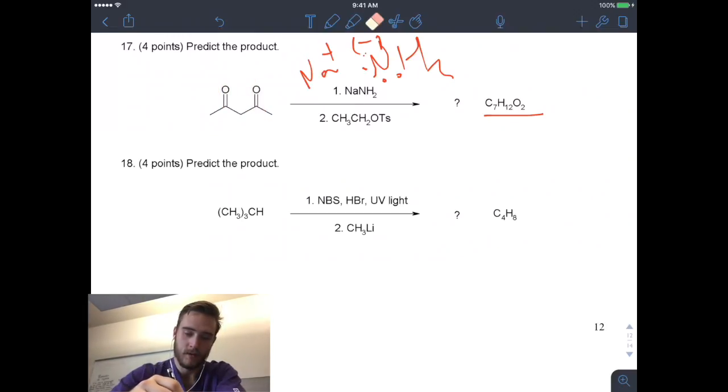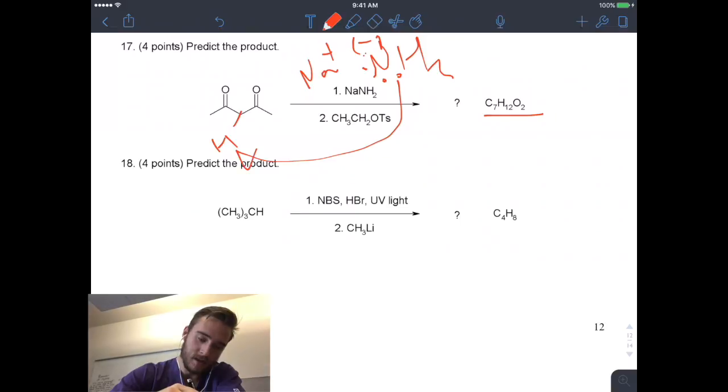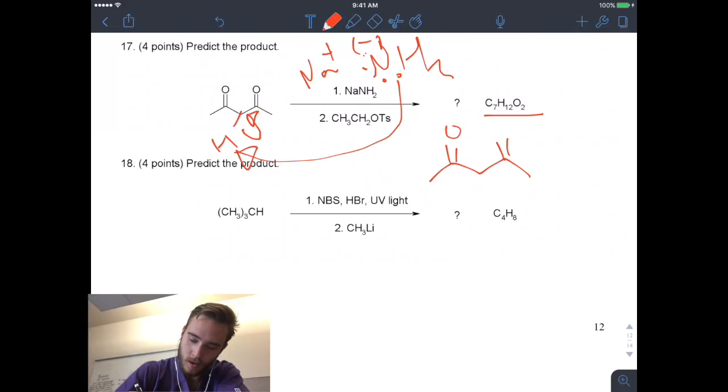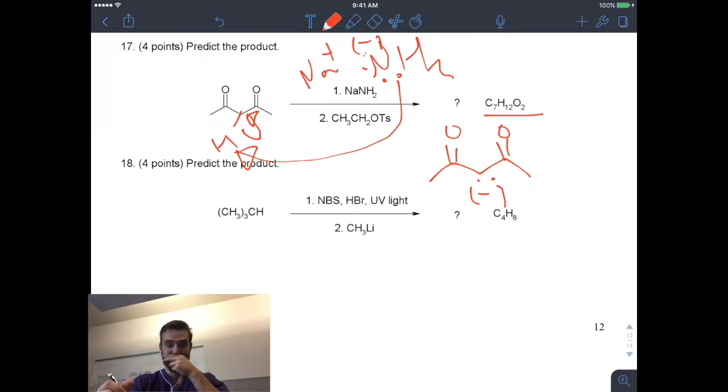So, doing the reaction, we have our NaNH2. It's going to come steal this H. The electrons from that bond are going to be put in that center carbon right here, leaving us with a compound that looks like this. So 2 O's, and then our lone pair with a negative charge. Okay, first step done. What happens next?